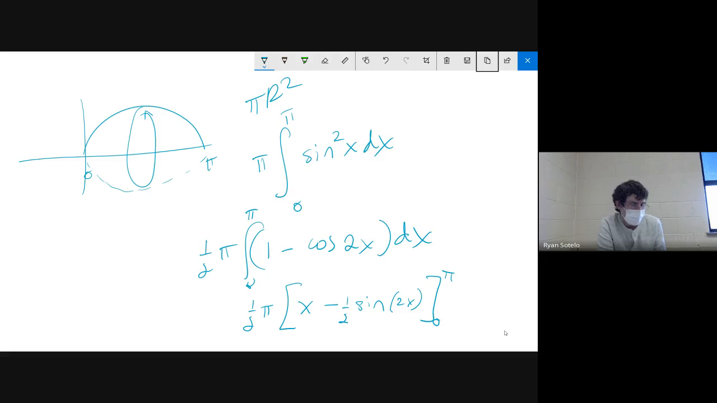So now I just got to plug in pi and 0. When I plug in 0, I get 0 for both terms, so that doesn't matter. But when I plug in pi, the second term goes to 0. So I only got to worry about this one. So that's pi squared over 2.